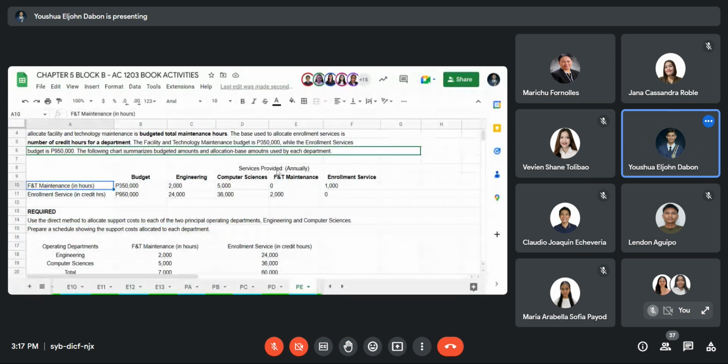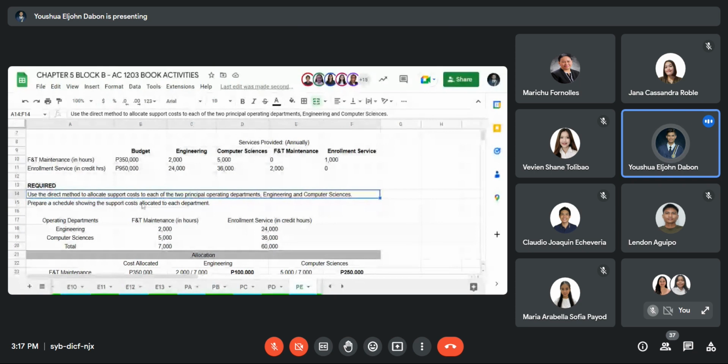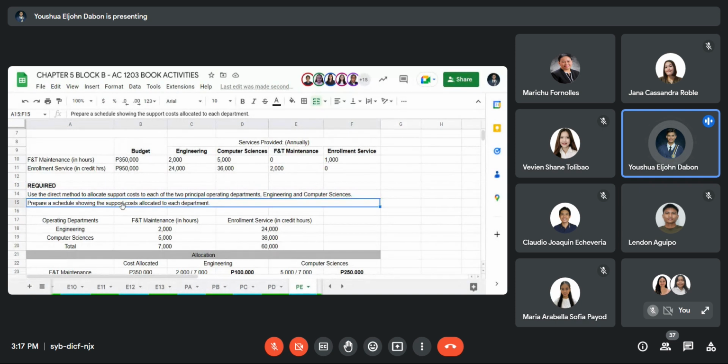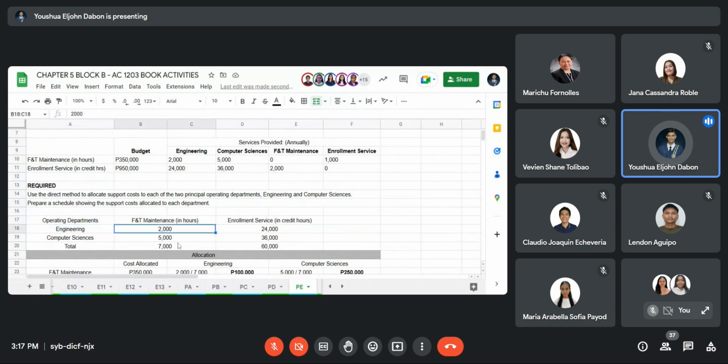Then this is the chart. The required is to use the direct method to allocate support costs to each of the two principal operating departments, engineering and computer sciences, and prepare a schedule showing the support costs allocated to each department. Here we just listed down 2,000 F&T maintenance hours for engineering and 5,000 for computer sciences. For enrollment services, in credit hours, 24,000 for engineering and 36,000 for computer sciences. Then the total is 7,000 for F&T maintenance and 60,000 for enrollment services.